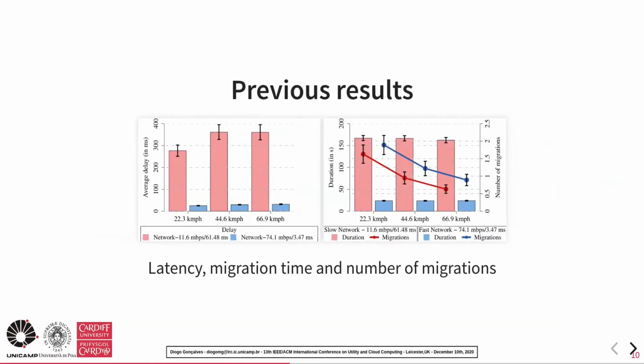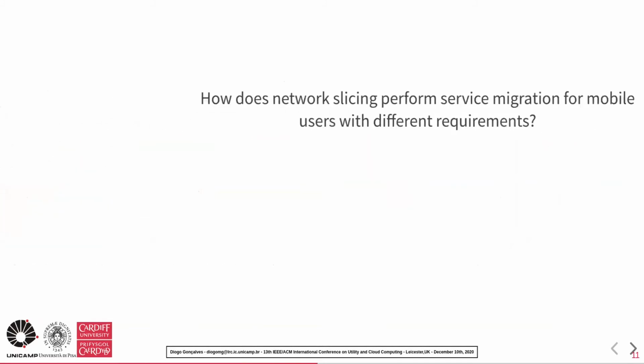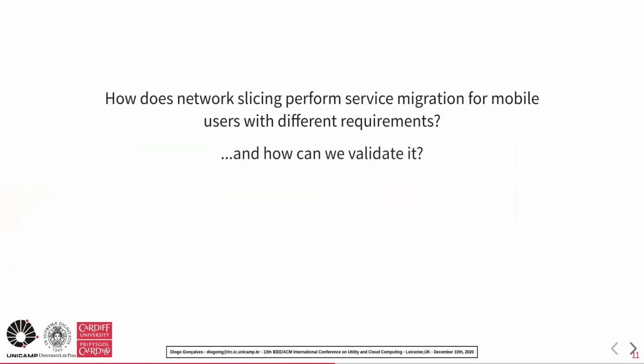Based on these scenarios of users with different requirements and different mobility patterns, we can see network slicing as a promising solution for fog and cloud infrastructures to provide proper network conditions for these users. However, how does network slicing perform the service migration in such a scenario? And more than that, how can we validate it?